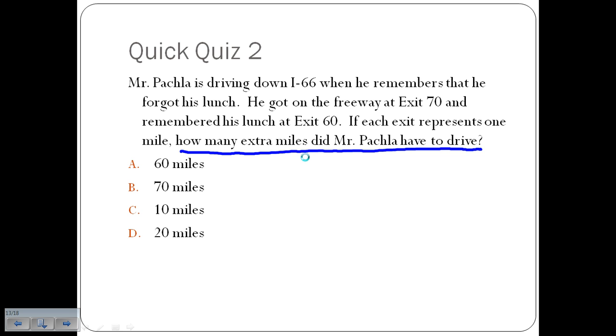All right, and you're back, and we noticed that I was 10 miles away, so I had to go back to exit 70, and then I had to go back up to exit 60, so each of those paths was 10 miles, and if each path is 10 miles, then we see that the total distance is 20 miles.